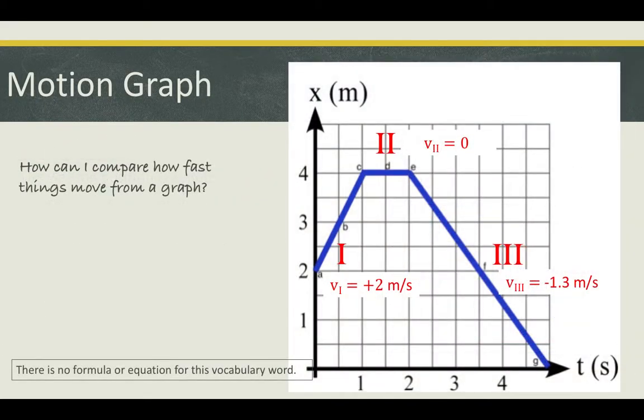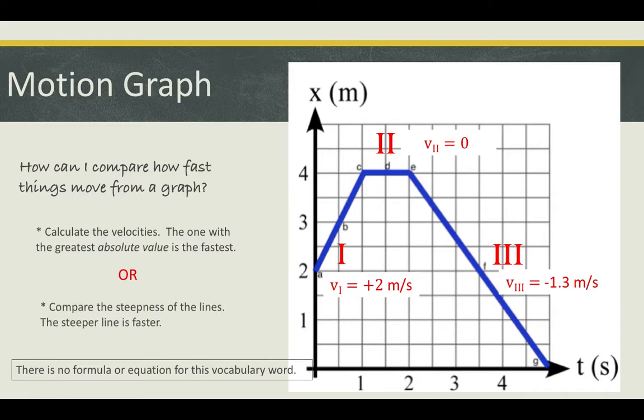All right. So here's the next thing that we're going to do. This is the way you can do this if you don't want to think of it with quite so much math. So 2 ways we can do this. We can calculate the velocities like we just did, and the one with the greatest absolute value is the fastest. The absolute value of 2 is 2. The absolute value of negative 1.3 is 1.3. So 2 is larger than 1.3, so interval 1 is faster. The other thing we can do is see which line is steeper. This line is steeper, so it's faster.